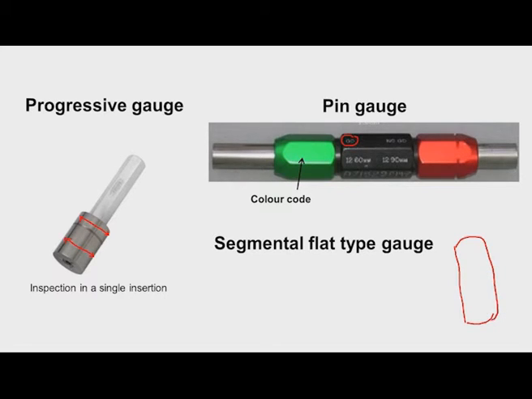Now this is the segmental gauge, with the handle. You can see here the full round form is not used. So this much is removed and we are using only a segment part of the full form. So they are called segmental, since they are flat pieces, flat type gauges.